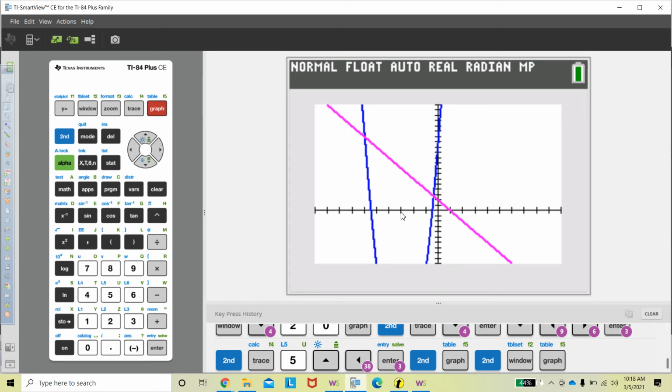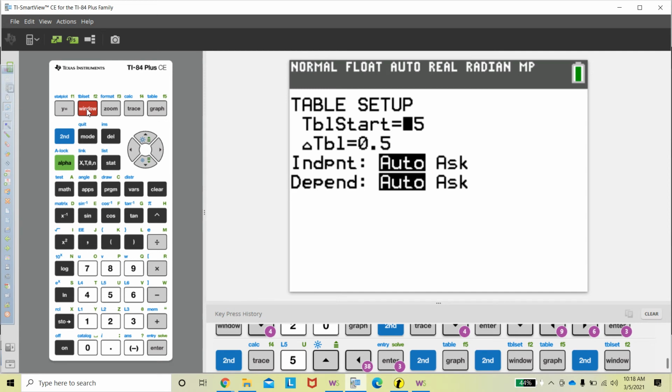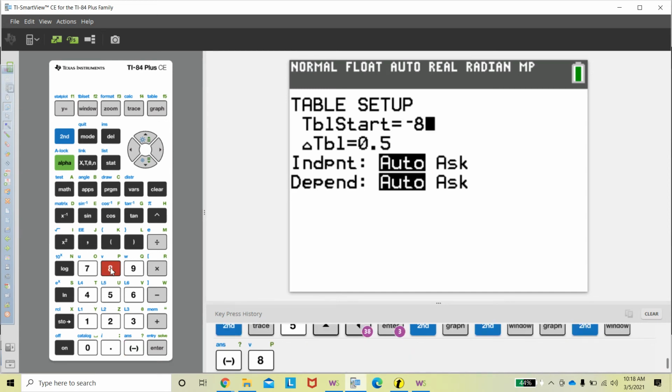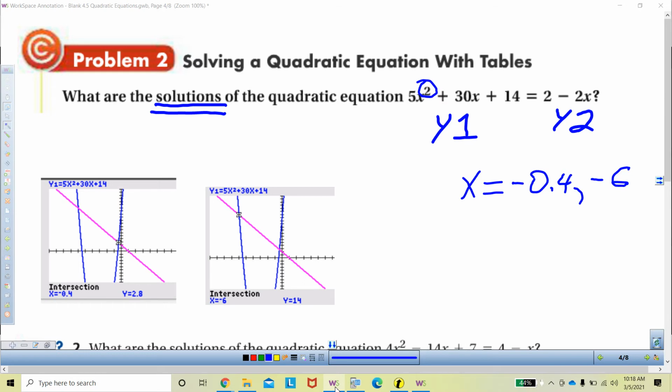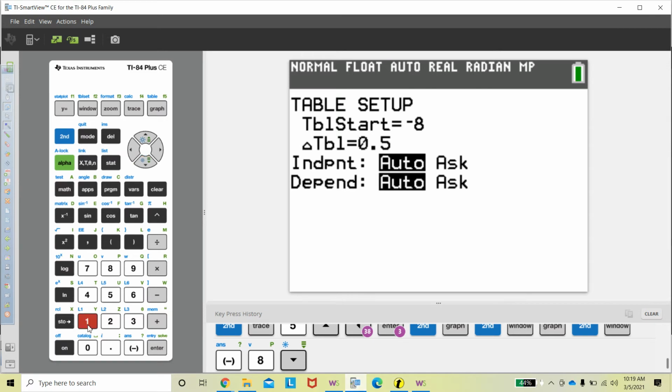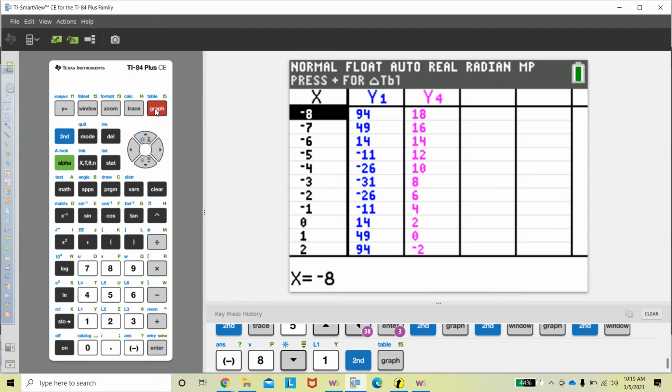So negative 1, 2, 3, 4, 5. So I want my table to start at less than negative 5, so I'm just going to say negative 8. You could pick negative 6, that's fine. Now my table, this tells me what my table is going to go up by, so it's going to go up by 0.5 each time. So if we're starting this problem, you're going to have no idea that one of the two intersection points is 0.4, right? Let's say we have no idea. Generally we'll have our table go up by 1, and we'll look at the table by hitting second graph.